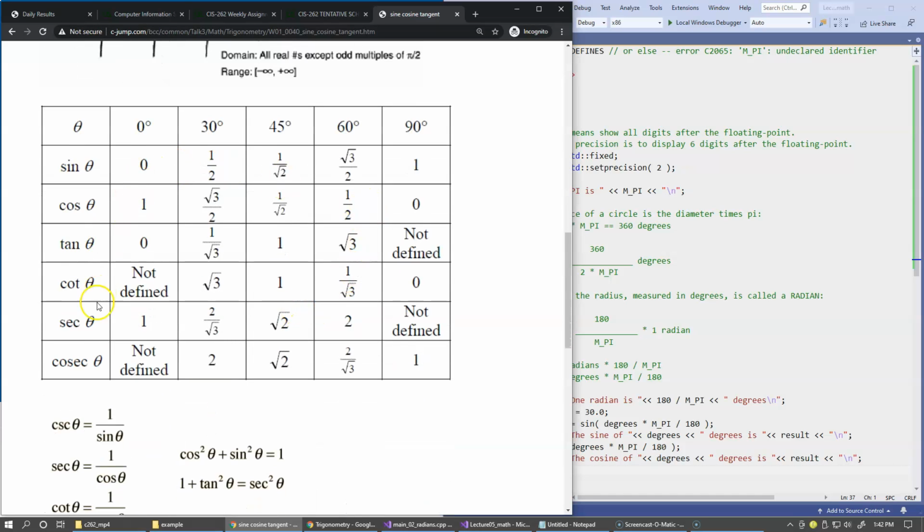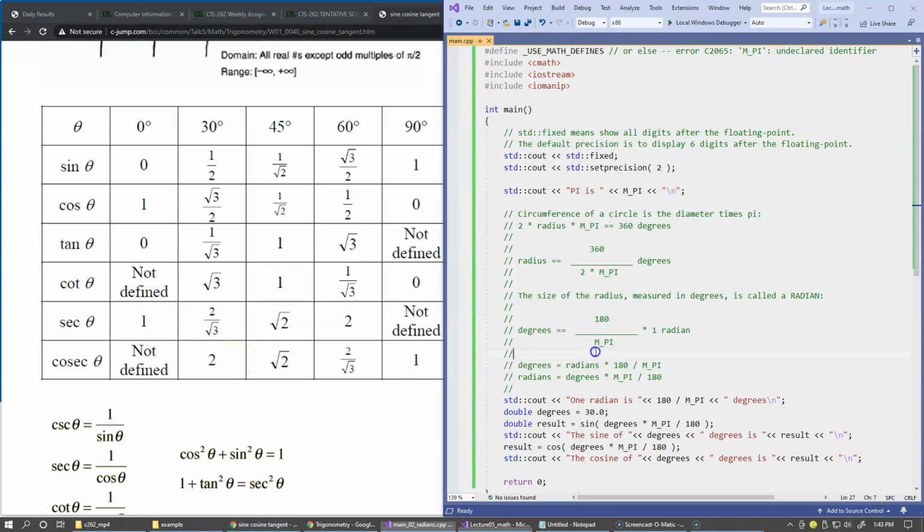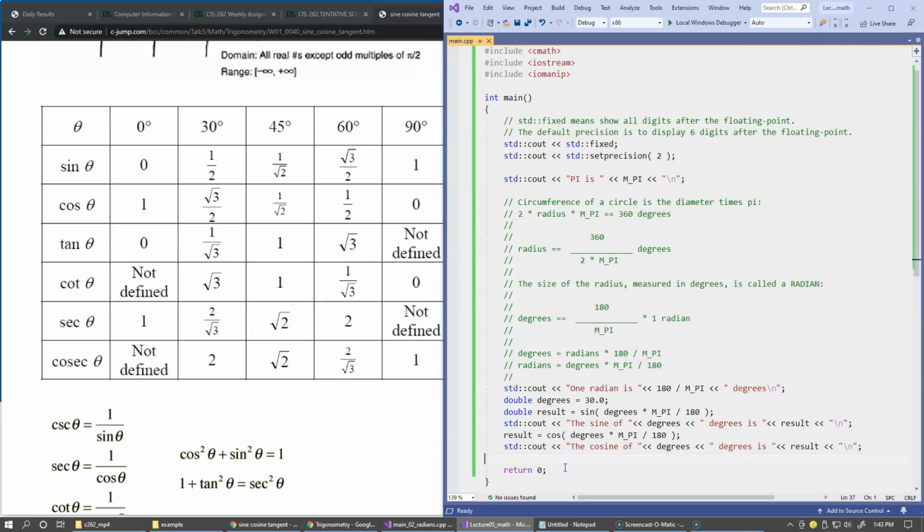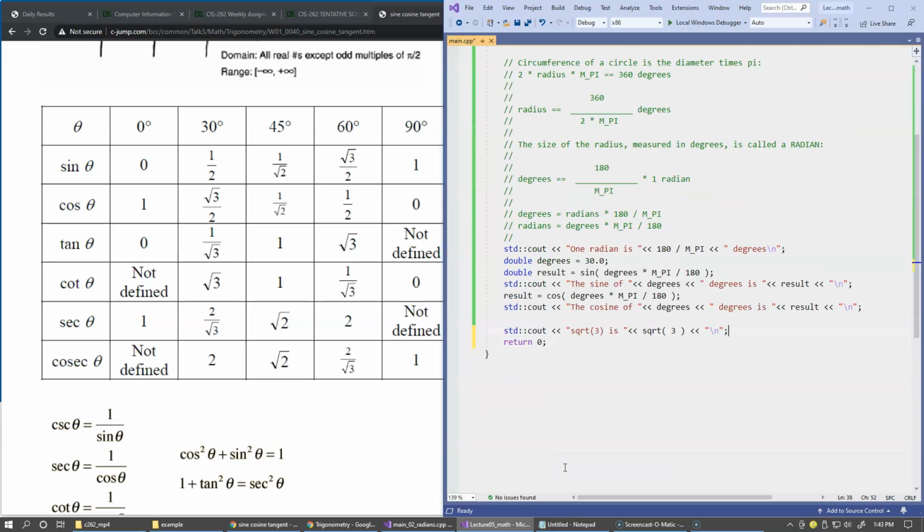So these are well-known values for specific angles. So we can actually try printing square root of 3, and then from here you can see that square root of 3 could also be found by using the result of sine of 60 degrees. So we can try it like this, and here we have our 60 degrees converted to radians. Compute the sine, multiplied by 2, and so this should be square root of 3.